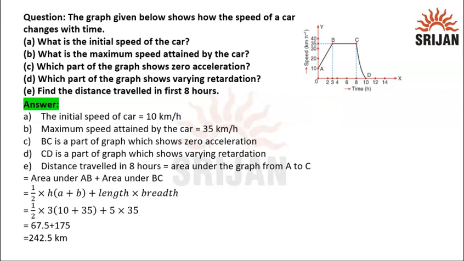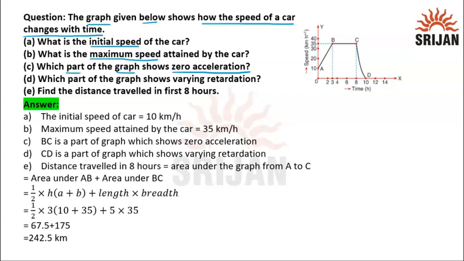The question is: the graph given below shows how the speed of a car changes with time. In the first part, we have to calculate the initial speed of the car. In the second part, we have to calculate the maximum speed attained by the car. In the next part, we have to calculate which part of the graph shows zero acceleration.